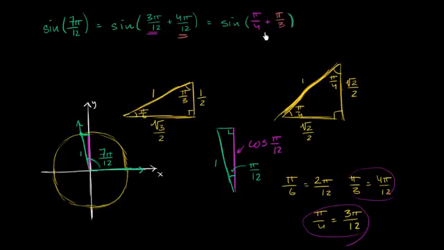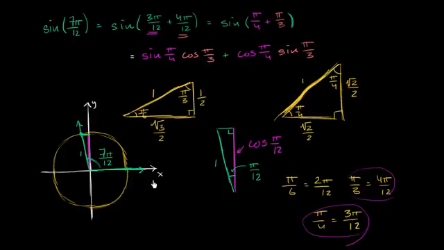And now we can use our angle addition formula for sine in order to write this as the sum of products of cosines and sines of these angles. So let's actually do that. This is going to be equal to the sine of pi over 4 times the cosine of pi over 3 plus the other way around, cosine of pi over 4 times the sine of pi over 3. So now we just have to figure out these things, and I've already set up the triangles to do it.